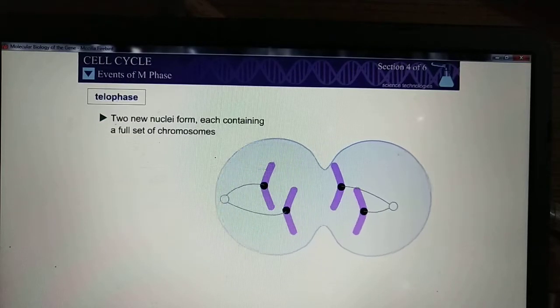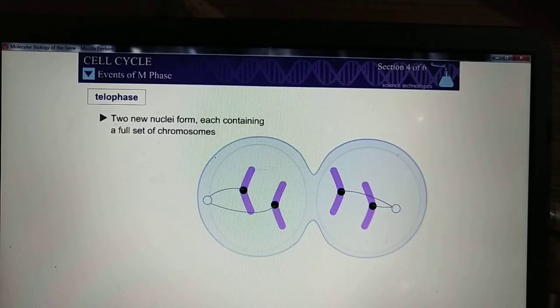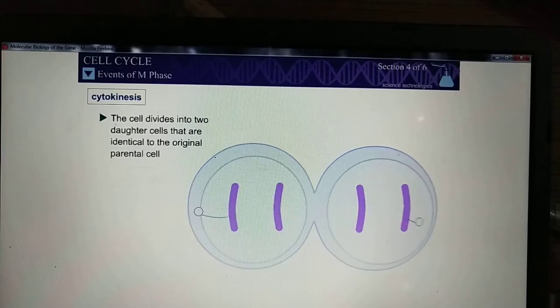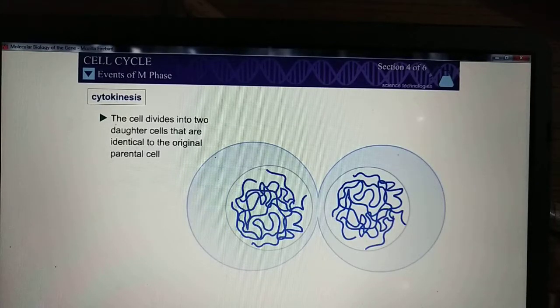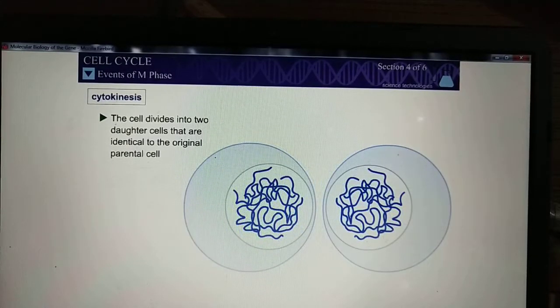New nuclear membranes form around each of the sets of chromosomes in telophase, the final step of mitosis. Cell division is then completed by cytokinesis, the physical separation of the cytoplasm of the two new daughter cells.